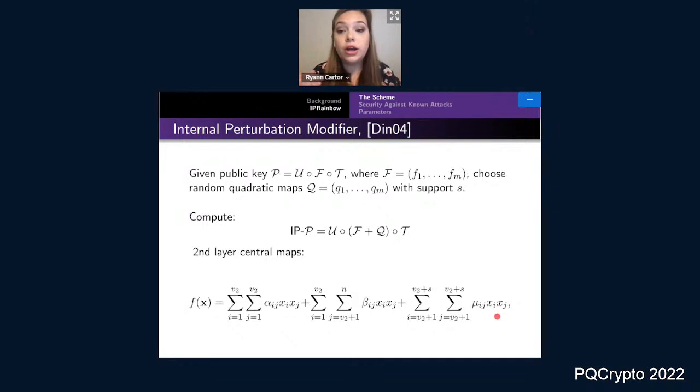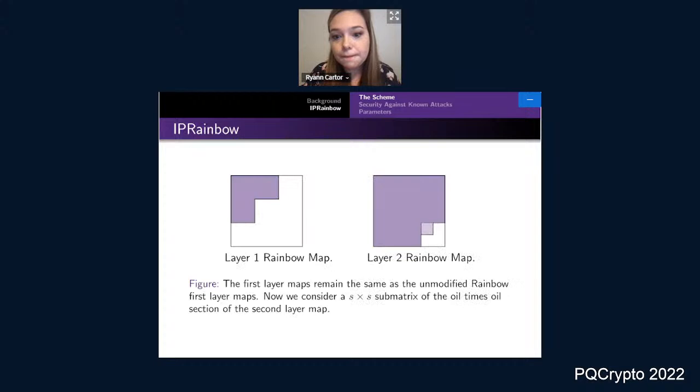So we're going to have some in the oil vector, oil elements. But our maps, again, we have these non-zero coordinates where we're going to have our vector, vinegar times vinegar or vinegar times oil. And our layer two is going to be the exact same thing, but here we're going to have a small s by s squared that is going to be quadratic in the oil.